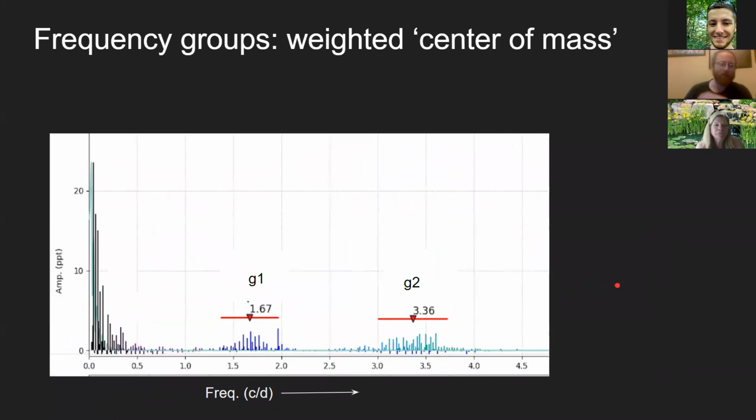So one thing you can do when you have these groups of frequencies is determine their center of mass by taking each frequency that belongs to a group and then finding the weighted average. So in this star, this first group is located at about 1.7 cycles per day. And then the second group is about 3.4 cycles per day, almost exactly twice the frequency of the first group.